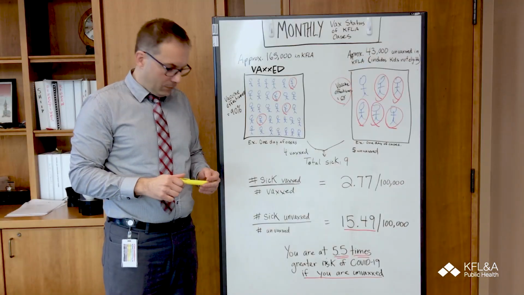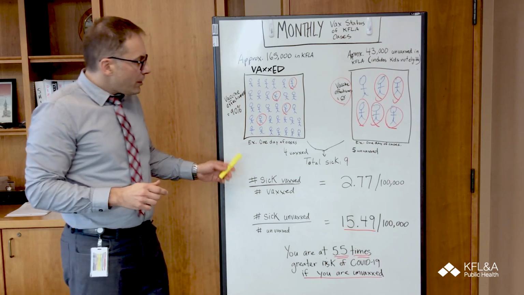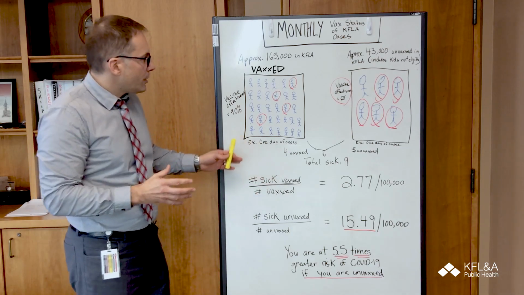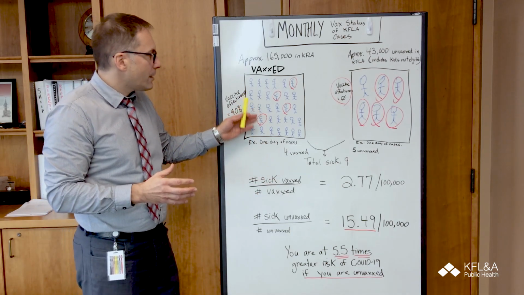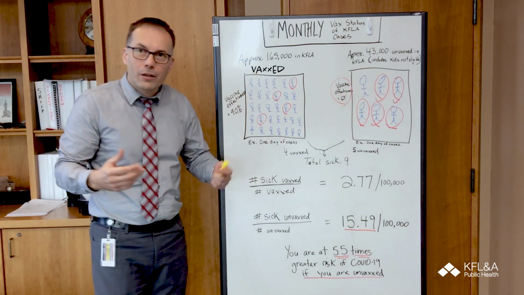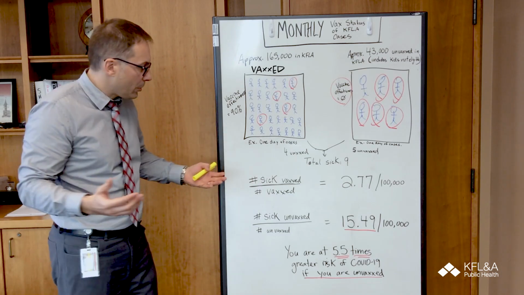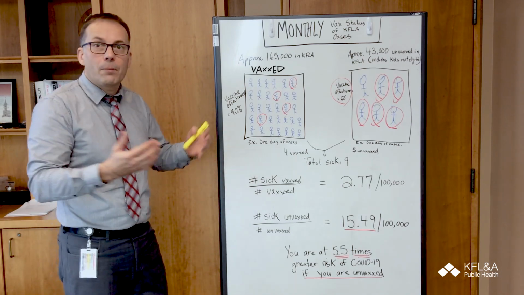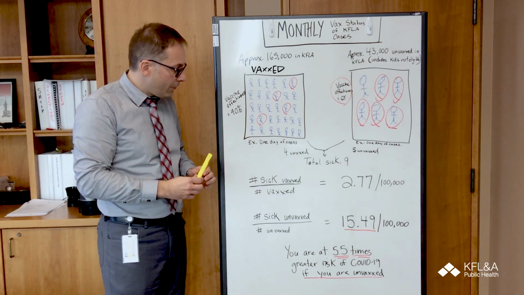Can you explain how we calculate that? The best way to express the difference in risk between those who are vaccinated in this group and those who are unvaccinated over here is actually to calculate a rate and do so over a longer period of time, for example, over a month. This is what we're doing here in KFL&A.